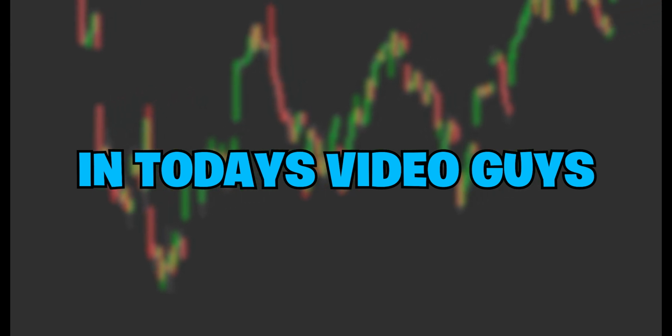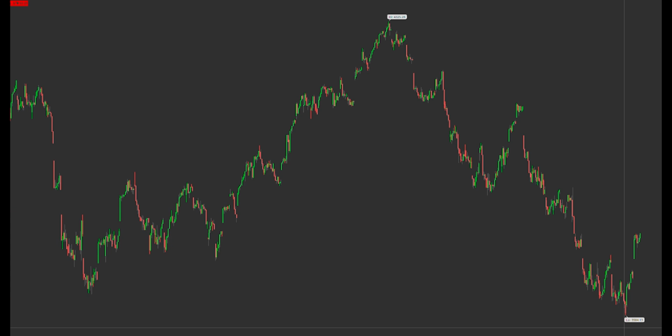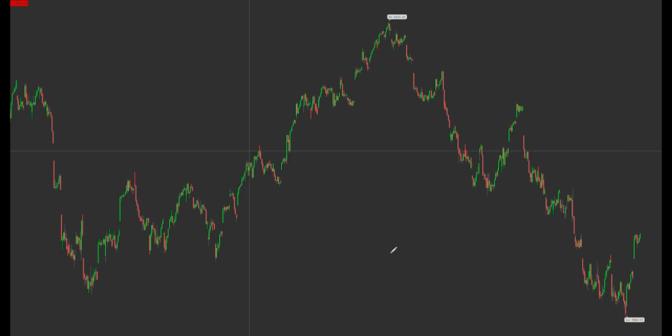In today's video, guys, I'm going to show you what support and resistance is and how you can use it when trading. So what are support and resistance levels? Support and resistance levels are key price levels which price will struggle to break above or below. Okay, so let me show you guys how to tell the difference between the two.